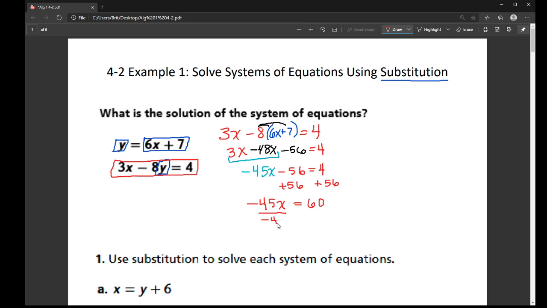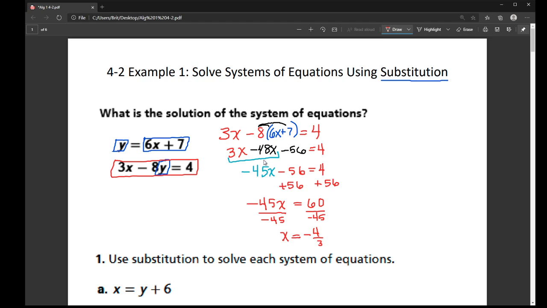And then I'm going to divide by negative 45 to isolate x. Here a positive divided by a negative is a negative. And 60 and 45, those are both divisible by 15 if I think about a clock. And so I get negative 4/3 for my x value.